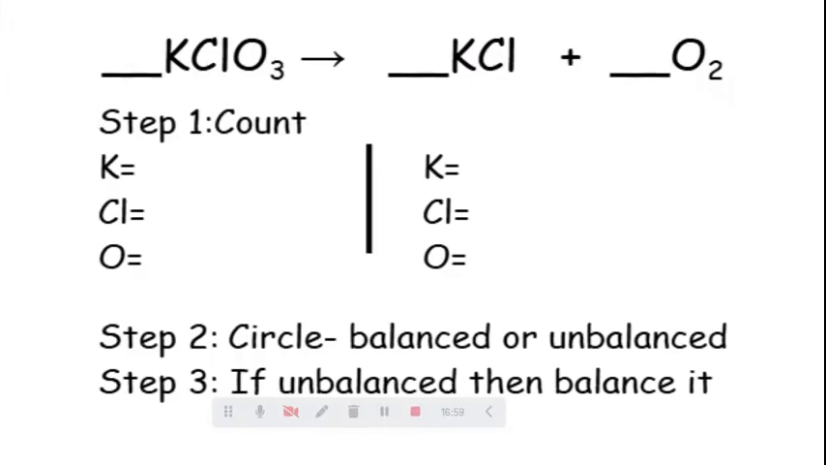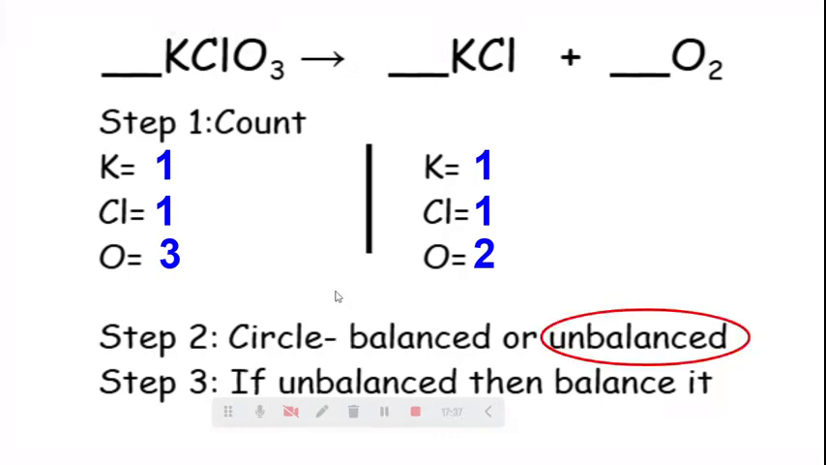First, I want you to pause the video, and all I want you to do is just count how many K, Cl, and O's we have. All right, let's see if you got what I got. I have 1 K, I have 1 Cl, and I have 3 oxygen. Let's go to the other side. How many Ks do I have? I have 1. How many chlorine? I have 1. And how many oxygen do I have? I have 2. So let's see if this is balanced or unbalanced. I have 1 and 1, 1 and 1, 3 and 2. This is not a balanced equation, so we need to balance it.